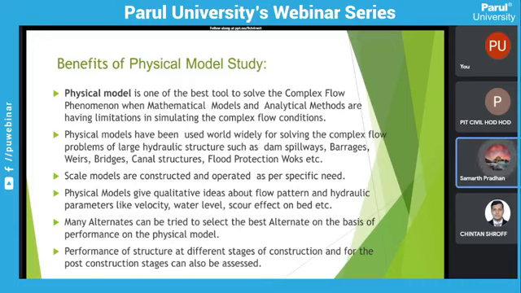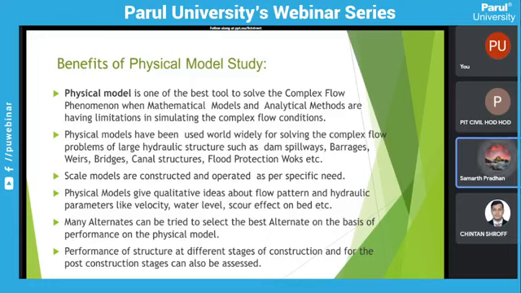In mathematical models at present, HEC-RAS and MIKE are the software worldwide used for solving complex flow problems. But when it is difficult to simulate the complex flow conditions in a mathematical model, we prefer the physical model, where you can see all the results with your eyes. That's why the physical model is more preferable than the mathematical model.